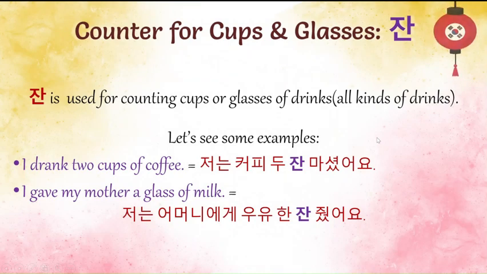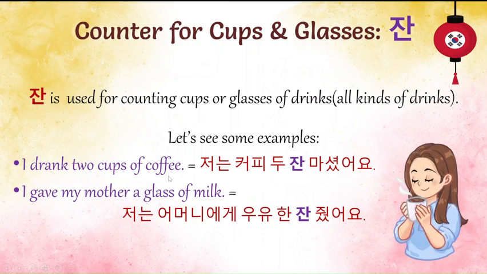Now, the last one of this video, that is the counter for cups and glasses. 잔. 잔. Okay? So, 잔 is used for counting cups or glasses of drinks. Now, here by drink, I mean all kinds of drinks. Okay? Not just alcoholic drinks. All kinds of drinks. Alcoholic or soft drinks or any drink. So, the counter that is used for counting cups or glasses is 잔.